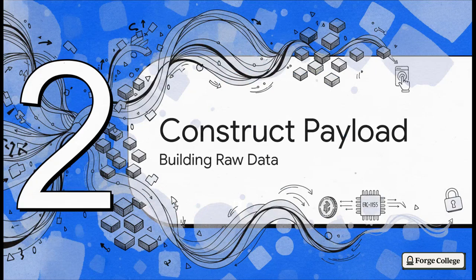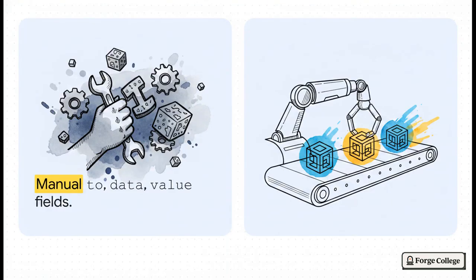Moving right along to section 2, constructing the payload, which is all about building out that raw data. Okay, so to translate a user's intent into blockchain language, you basically have two approaches. On the left side here, you can manually hand code the to, data, and value fields. That gives you total control, sure, but man, there is plenty of room to break things. On the right side, we have signer-bound contract methods using something like contract.connect. We highly recommend this route. Why? Because it handles all the messy ABI encoding, gas estimation, and nonce tracking entirely for you under the hood. It's exactly like driving a car with an automatic transmission instead of a clunky manual.